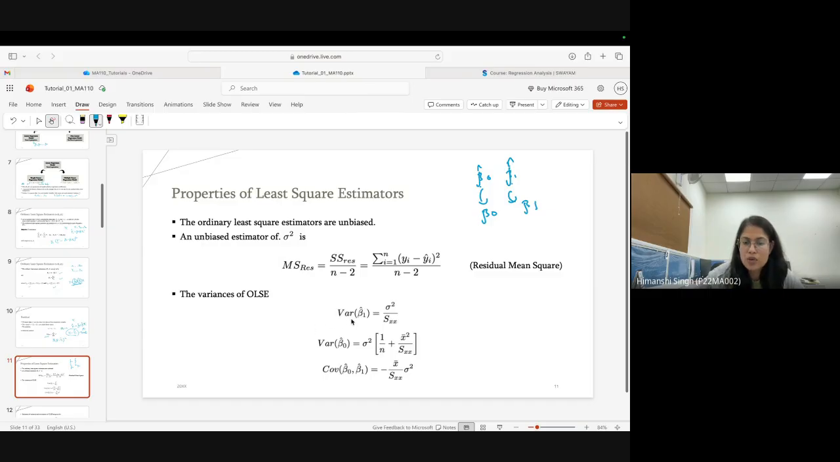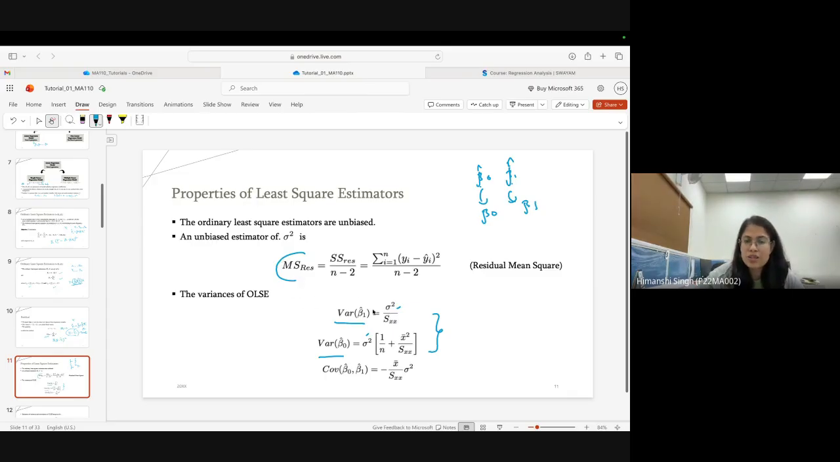The expressions for the variance of beta 1 hat and beta naught hat are these, and here we can see there is the expression sigma square, and this sigma square is not known. We do not know what sigma square is. So in order to estimate sigma square, we use this quantity, MSres, the residual mean square, which is nothing but SSres divided by n minus 2. This is an unbiased estimator of sigma square.